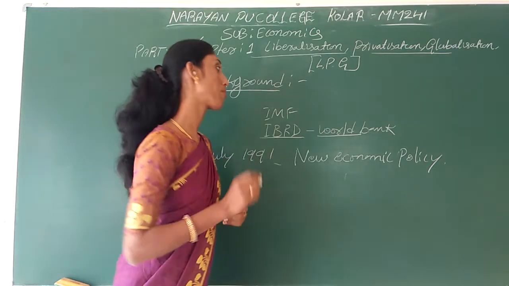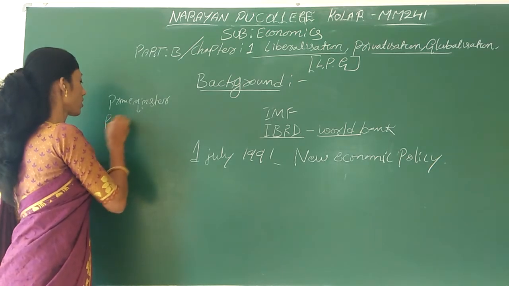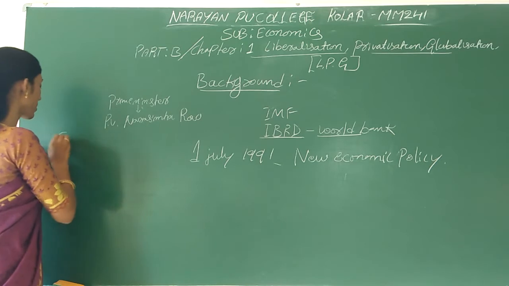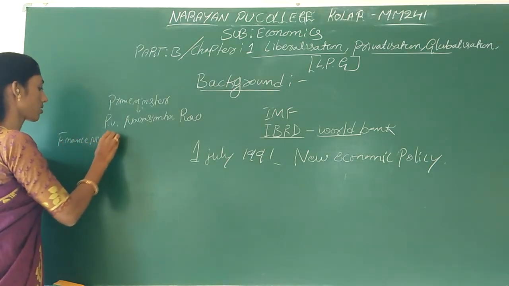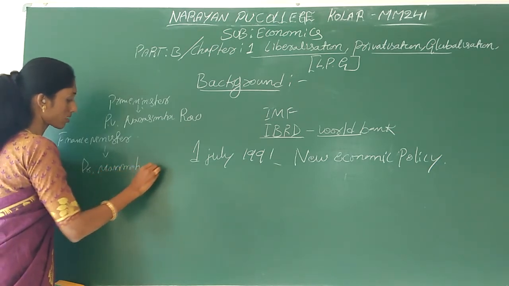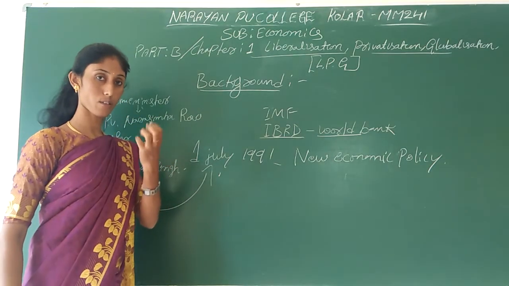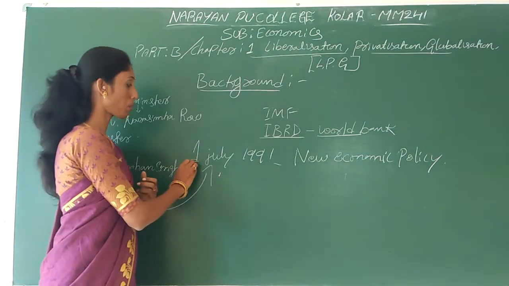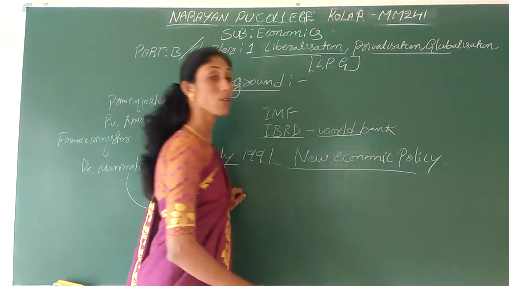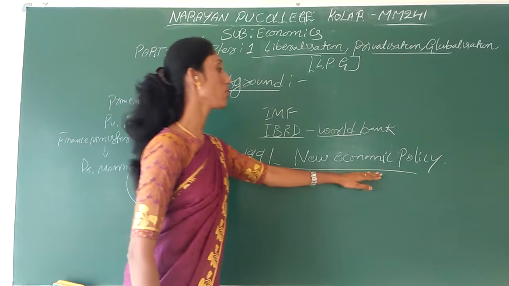Based on those suggestions, the Prime Minister P.V. Narasimha Rao and Finance Minister Dr. Manmohan Singh prepared a set of rules and regulations as changes in the economic policy, and they adapted them in July 1991. That set of changes is called the new economic policy. Whatever changes we have adapted in the economic policy, those changes are nothing but the new economic policy.